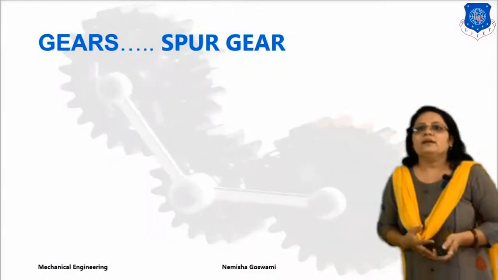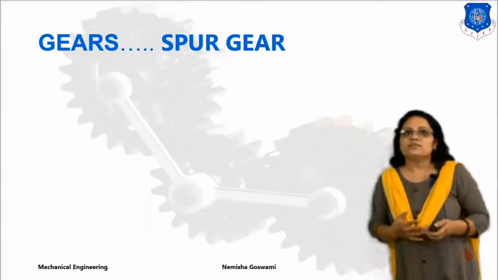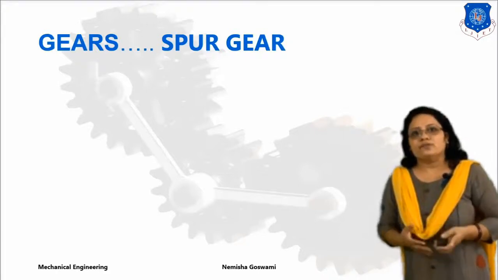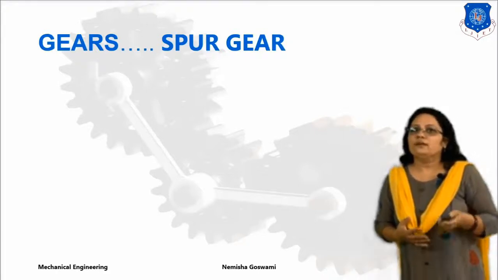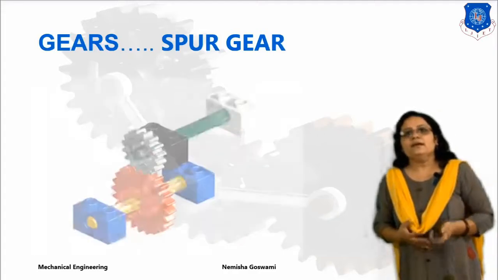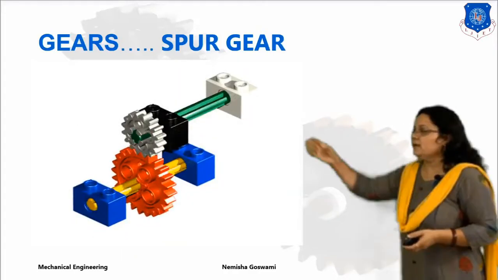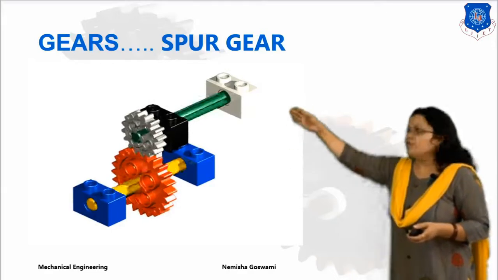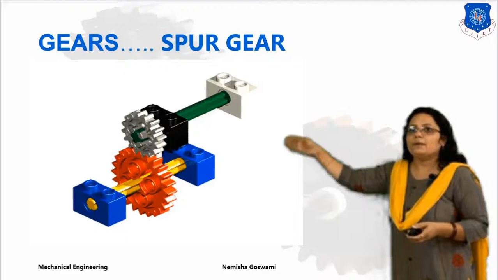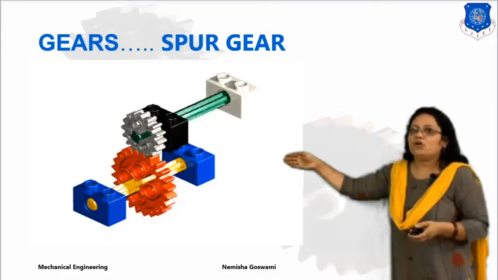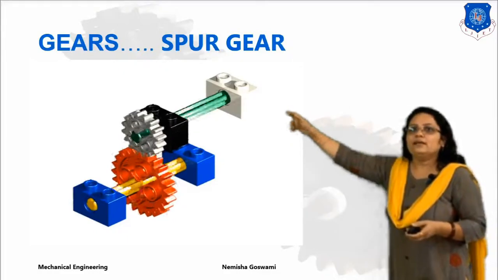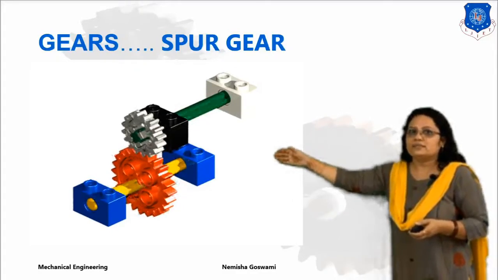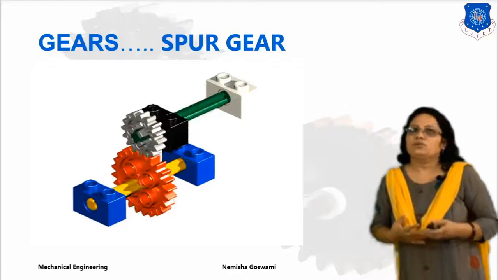So what is a gear? A gear is basically used to transmit power. It is also used to change the direction of motion. First is the spur gear. So what is a spur gear? You can see in this diagram, both the shaft axes on which the gears are mounted are parallel to each other, and you can see clearly the teeth of each gear are parallel to the shaft axis. So this type of gear is known as a spur gear.